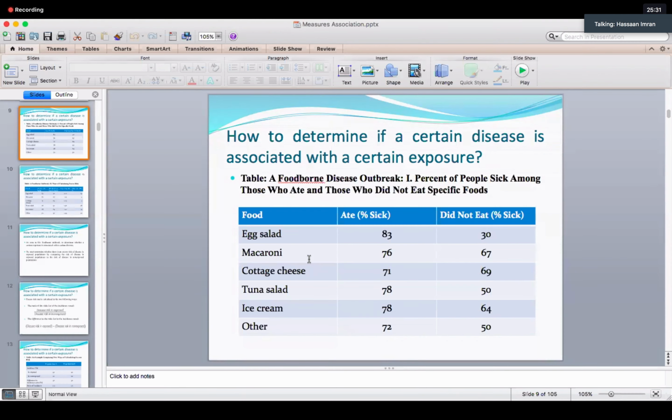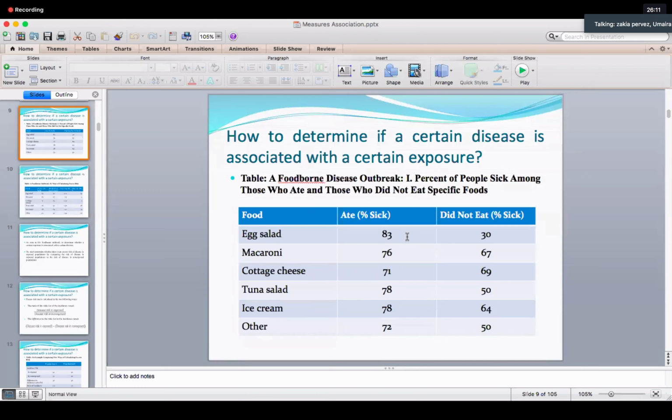As far as macaroni is concerned, 76% ate it, which means they were all exposed to that specific food item. 76% of individuals ate macaroni and also got sick. 67% did not eat it, but still got sick. Similarly, cottage cheese is 1%. So this is just the attack rates between those who ate and those who did not eat that particular food item. Simple percentages so far, right?